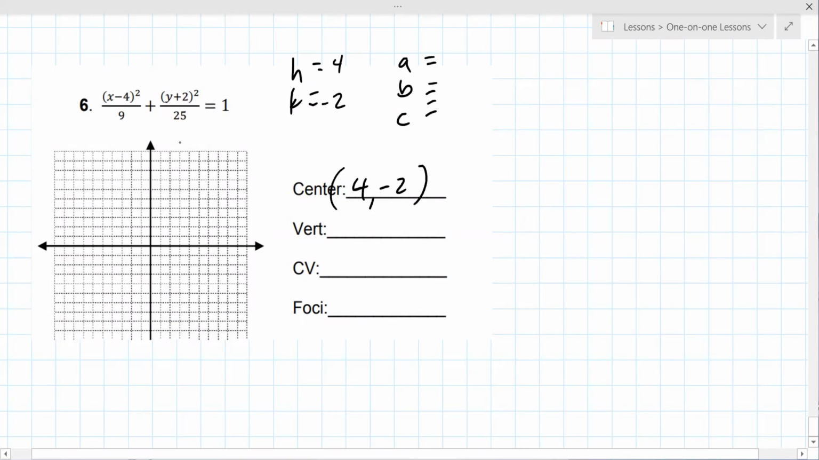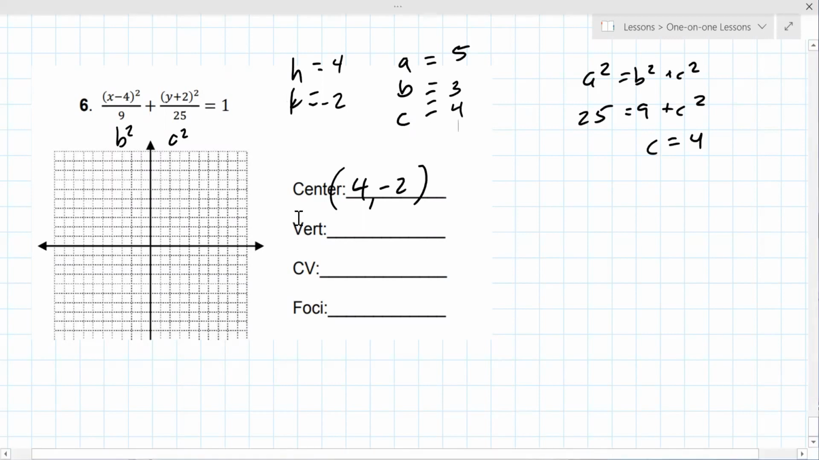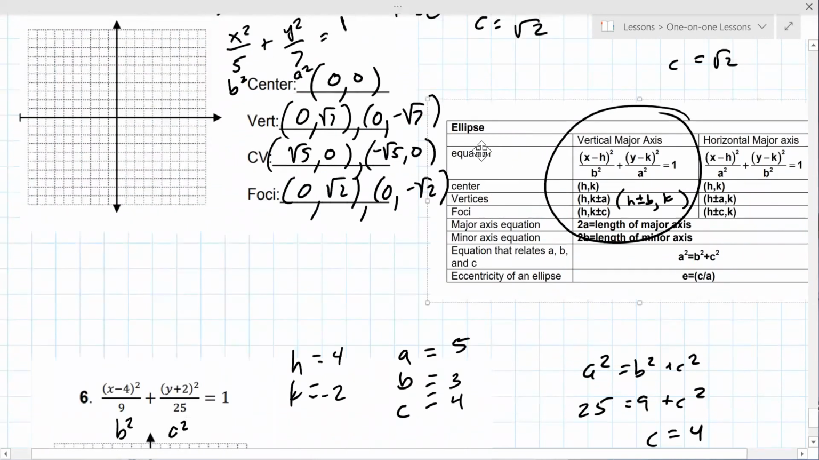And then A is here. So A is 5, B is 3. A squared equals B squared plus C squared, so 25 equals 9 plus C squared. So C ends up equaling 4. One of the few times where we have nice numbers. And these are the same formulas as this one.